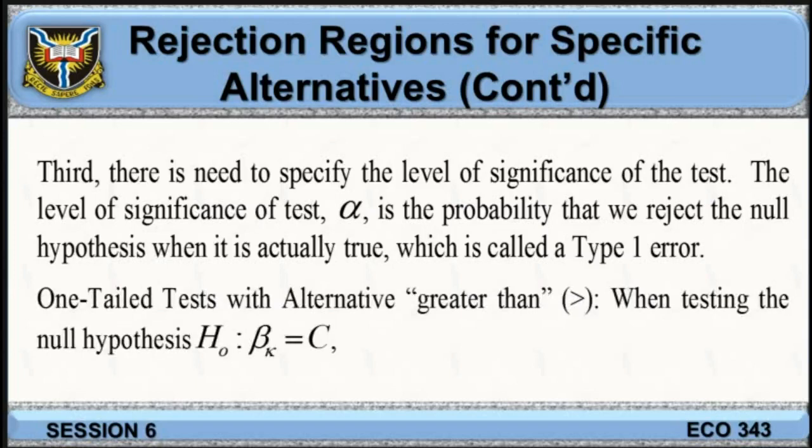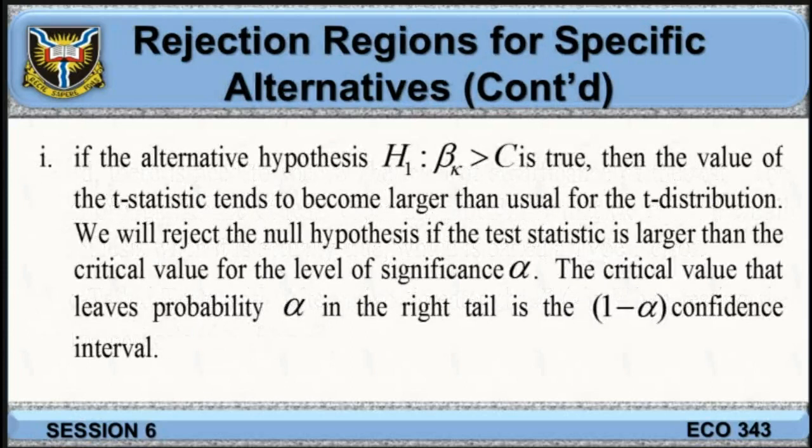1. One-tailed test with alternative greater than. When testing the null hypothesis H0 such that beta x is C, if the alternative hypothesis H1 such that beta x is greater than C is true, then the value of the t statistic tends to become larger than usual for the t distribution. We will reject the null hypothesis if the test statistic is larger than the critical value for the level of significance alpha. The critical value that leaves probability alpha in the right tail is the 1 minus alpha percentile.